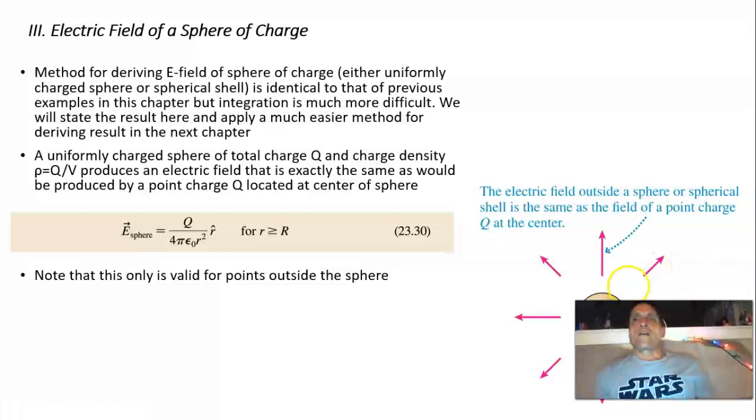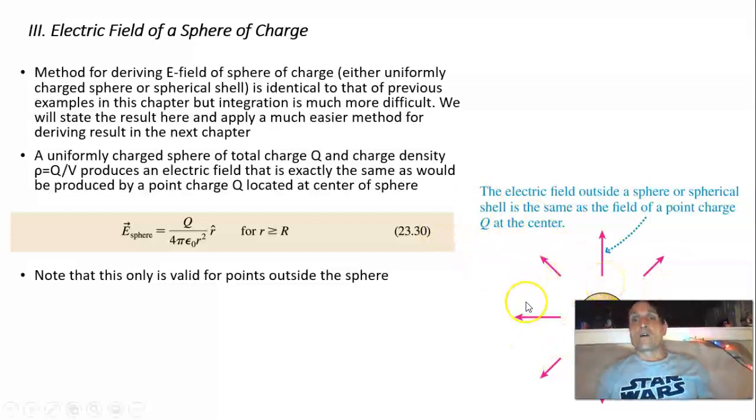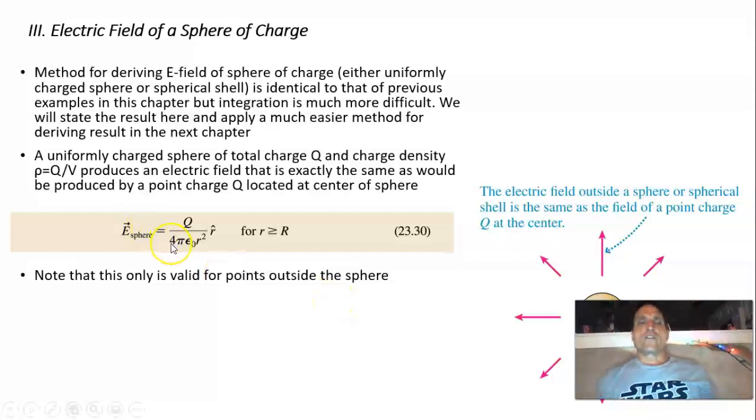This problem is a mess to derive. The integral gets really messy. You have to use spherical coordinates, which most of you have not done much with. And we're going to go through a much easier way to derive this result using Gauss's law in the next chapter. So right now, let's just use this solution here.